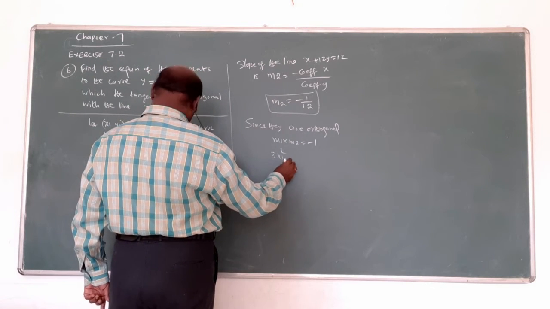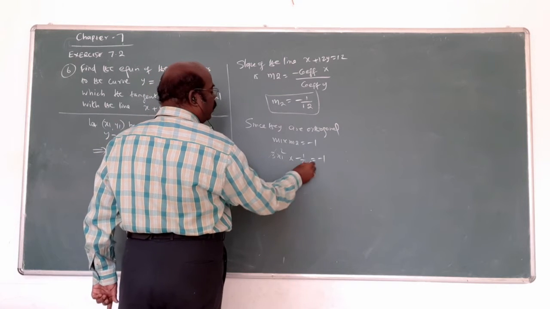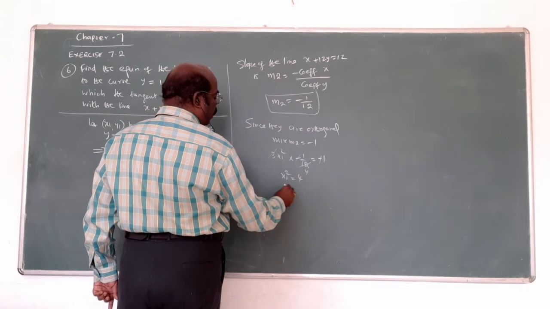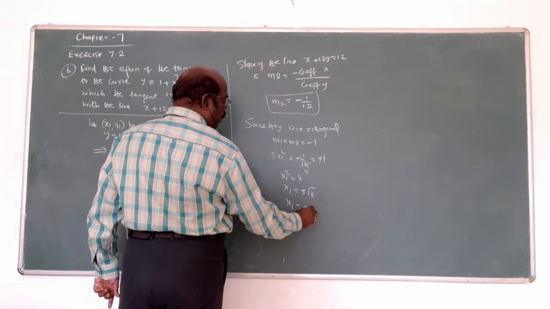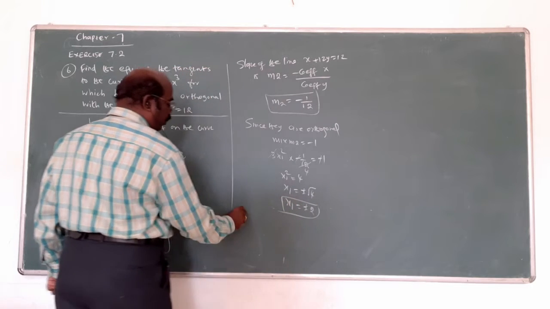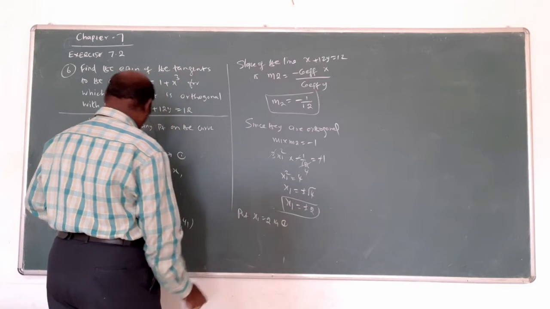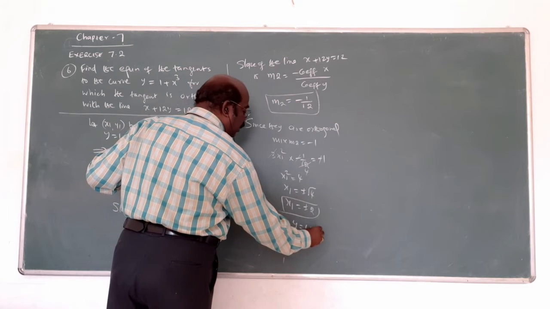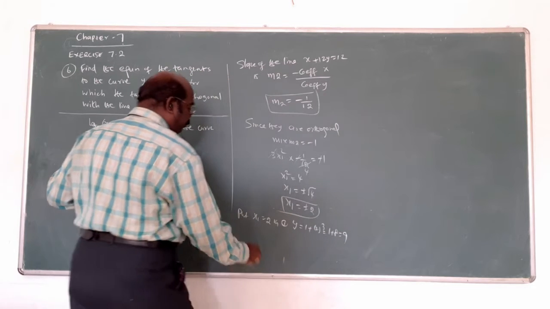What is the first answer? 3x1 square into minus 1 by 12 equal to minus 1. 12 times 4 times, minus cancels. x1 square equal to 4. x1 equal to plus or minus square root of 4, so x1 equal to plus or minus 2. Put x1 equal to 2 in the first equation. What is the answer? y equal to 1 plus 2 cube, that is 1 plus 8, 9.